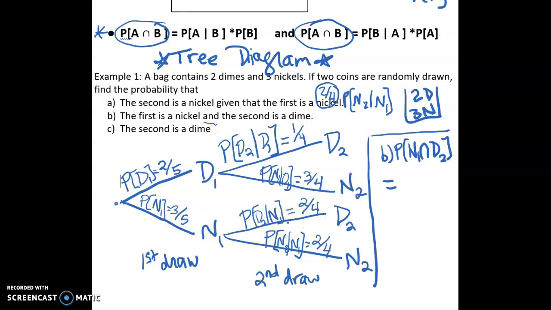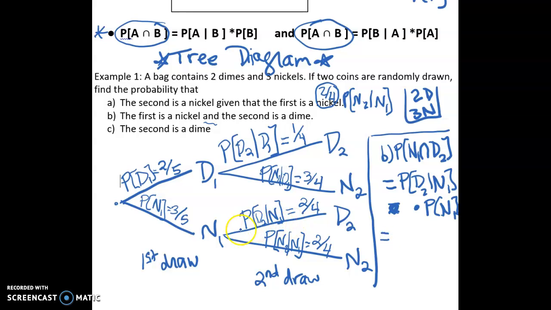Well, this is where we would go up to this formula at the top of the page, right? So N1 and D2, well, I have probability of D2 given N1, right? And then I multiply by the probability of N1. Right, so the thing that was given. This is according to these formulas at the top of the page.